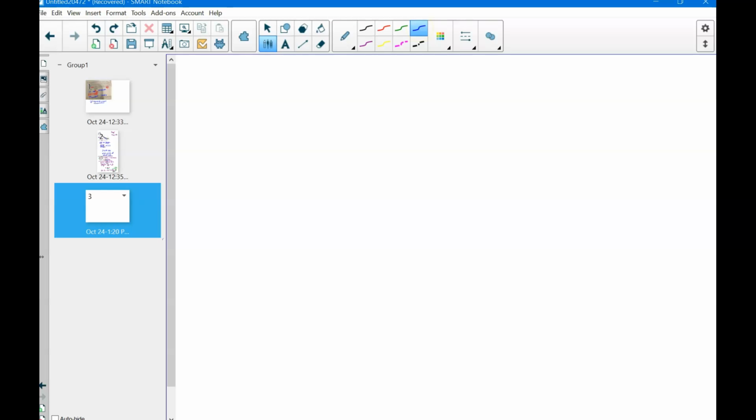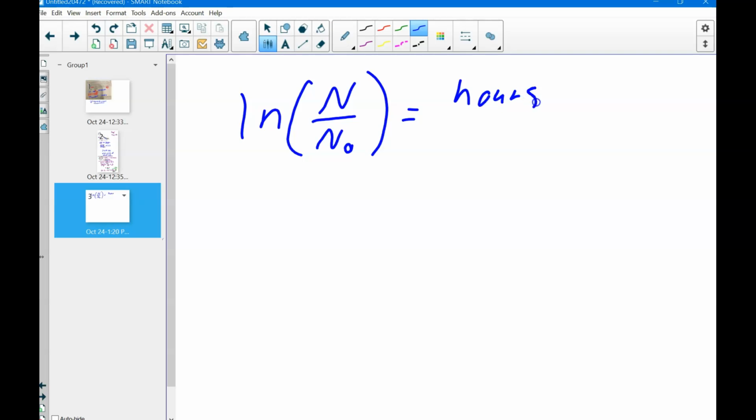So we have natural log, may have seen this or maybe not, is going to be equal to n over the initial n, which means it's going to be the days, or hours in our case, over half-life.